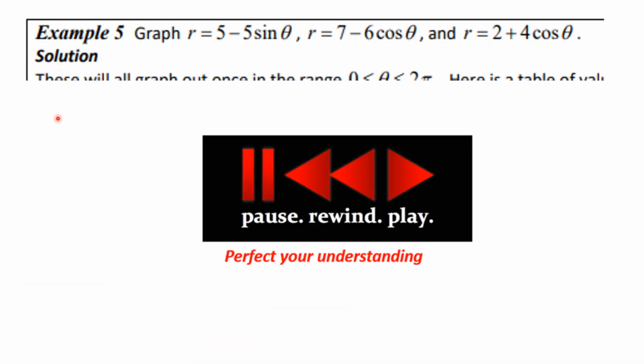Okay, so here are some for you to graph. Why don't you try graphing r equals 5 minus 5 sine theta, r equals 7 minus 6 cosine theta, and r equals 2 plus 4 cosine theta. And again, you can certainly look at your notes, but this gives you some experience. You can pick some points and so on and so forth. You know what to do.